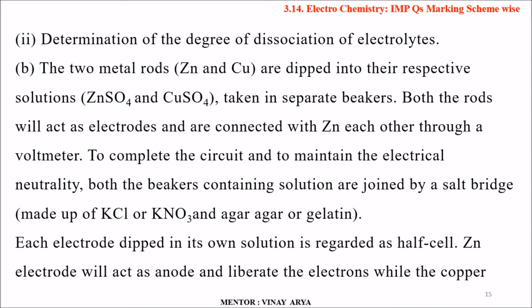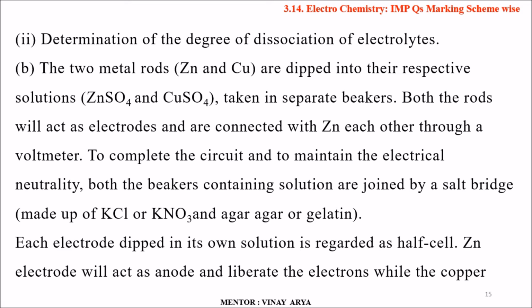Coming to the B part, two metal rods, zinc and copper, are dipped into their respective solutions, that is zinc sulfate and copper sulfate, taken in separate beakers. Both the rods will act as electrodes and are connected with each other through a voltmeter. To complete the circuit and to maintain the electrical neutrality, both the beakers containing solution are joined by a salt bridge made up of KCl or KNO3, and agar-agar or gelatin is used to make it viscous. Each electrode dipped into its own solution is regarded as half cell.